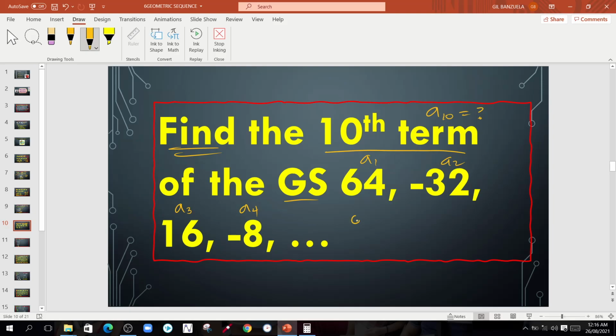So, let's see. We have 64, the first, negative 32. So, take note of the sign, guys, ha. So, alternating in sign tayo dito, no? If you could notice, we have 64, negative 32, 16, then negative 8. So, probably, yung next element nito would be positive, no? Ganon yan. So, kailangan matalinaw tayo, no? Hindi lang matalino, kundi matalinaw. Matalino with good eyesight, no?